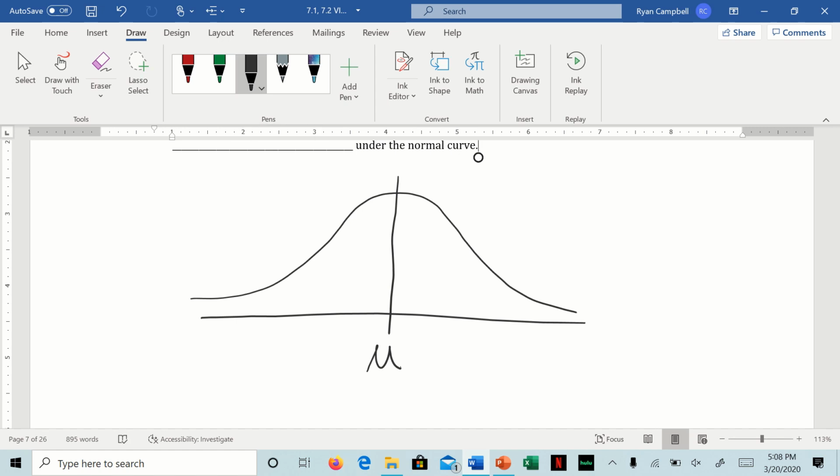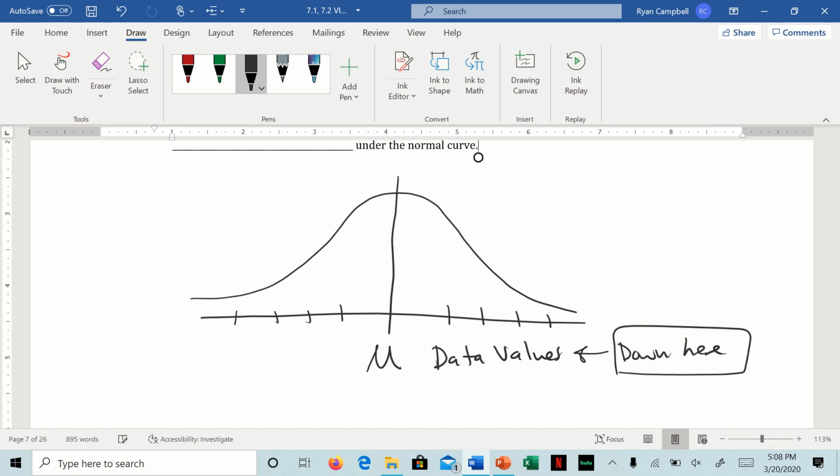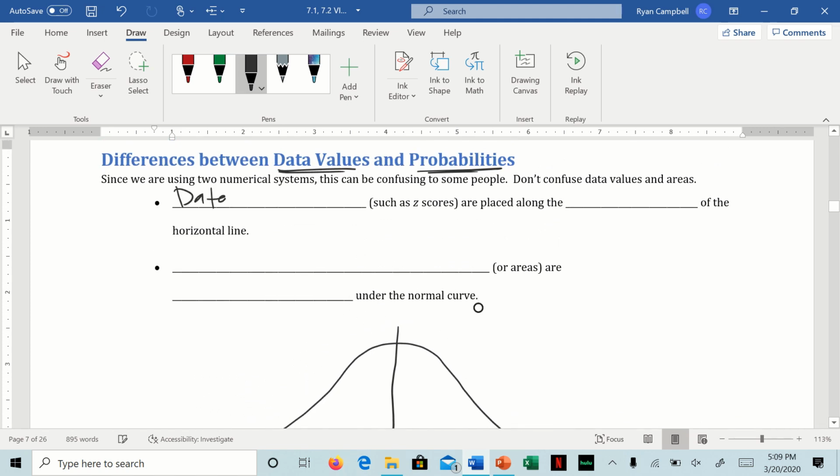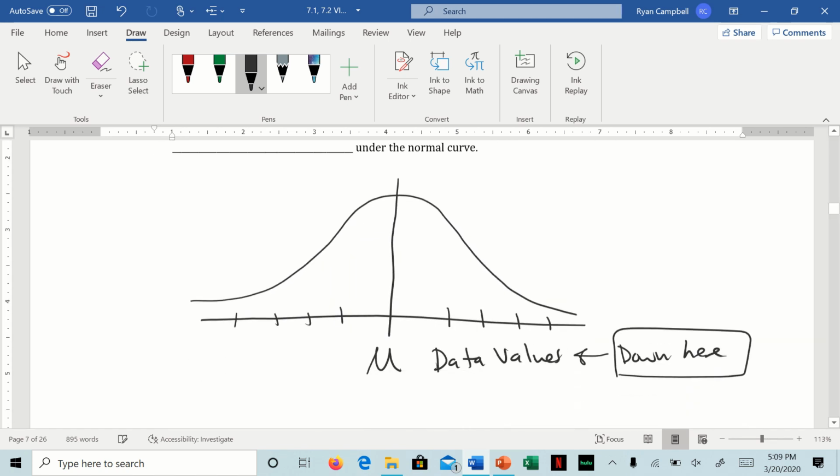The important thing is where all of the data values are. Where are the data values? Down here. That's really important: knowing that the data values are along the bottom of the horizontal line. The data values are down here.